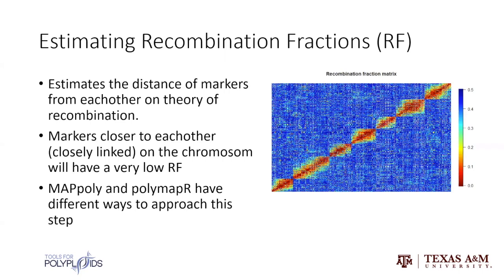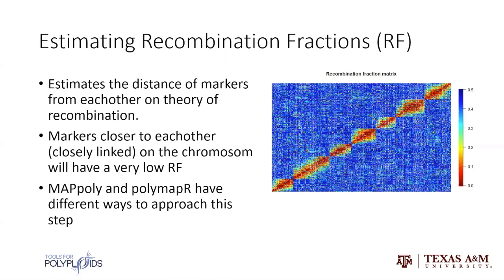Oh, this picture on the right is a picture generated in MapPoly. You're going to see something similar to this in our tutorial when we go through it in a bit. But what you're seeing is that when markers are very close to each other in reality, they're going to have a very low recombination fraction. So when you have two markers that are physically really close together, almost linked, you're not going to break that linkage very often.